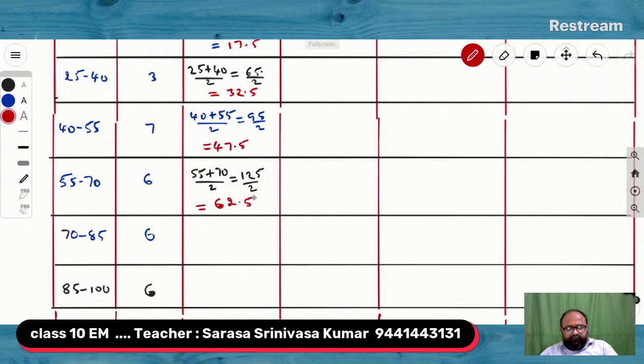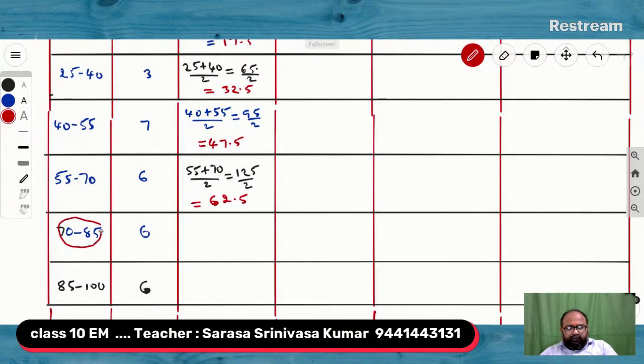Now we find class marks for the class interval 70 to 85 using the formula upper limit plus lower limit by 2. So 70 plus 85 by 2 equals 155 by 2. This is equal to 77.5.